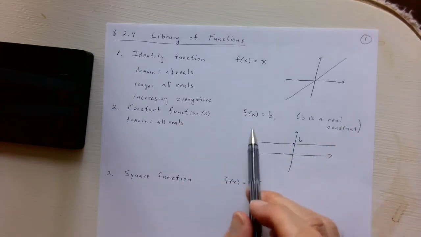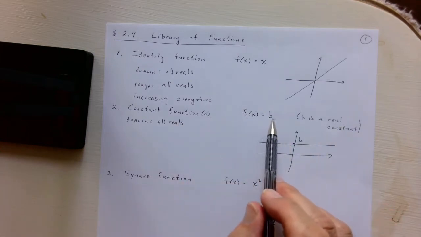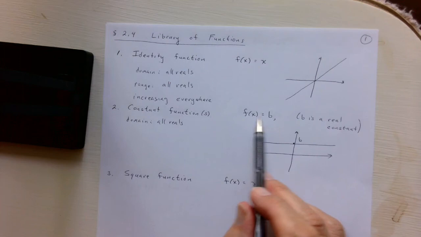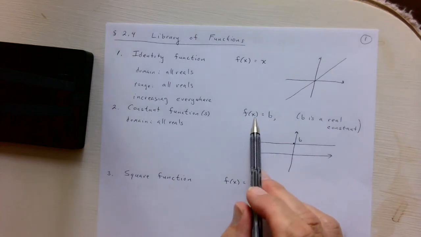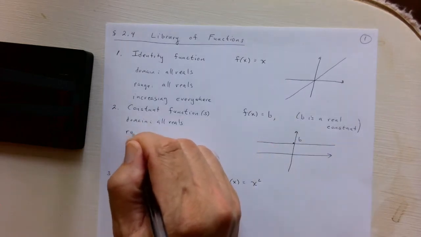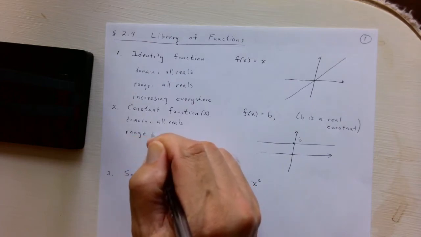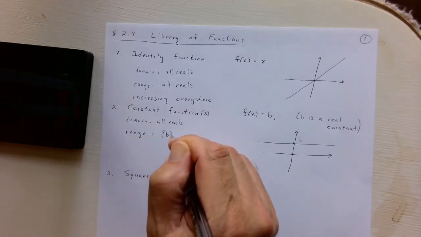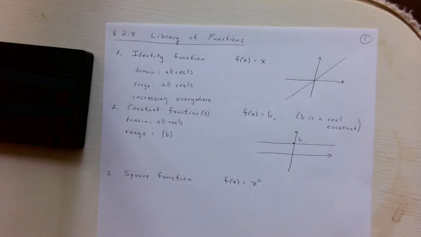And the reason, again, for that is, even though you don't see any x here, it doesn't matter if the output has an x in it or not. The important thing is that there's always an output for every input. If x can be any real number, the output always exists. So the domain is all reals. The range just consists of one number, namely b, because that's the only output.